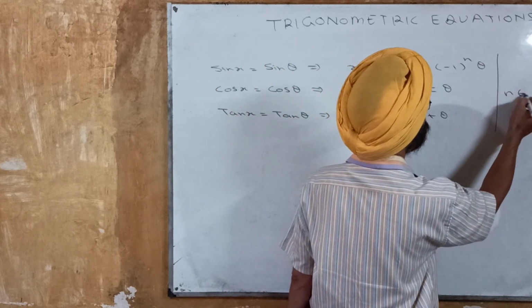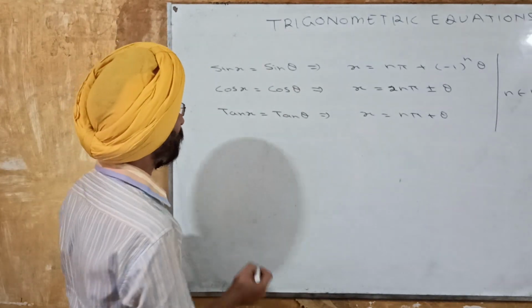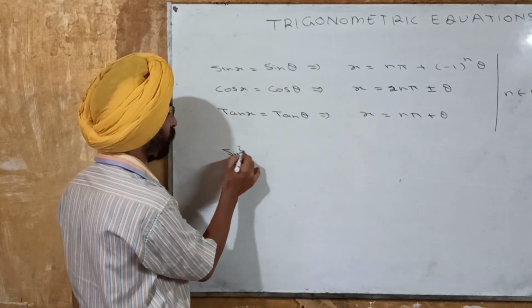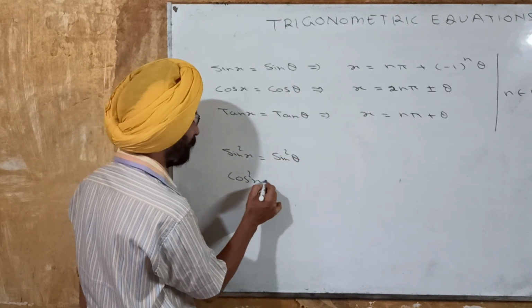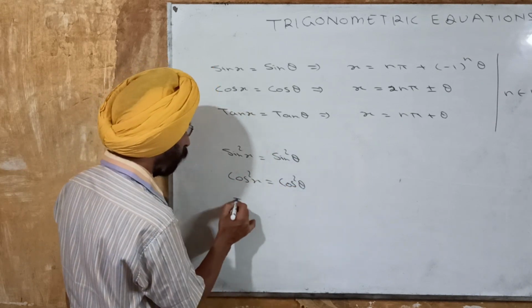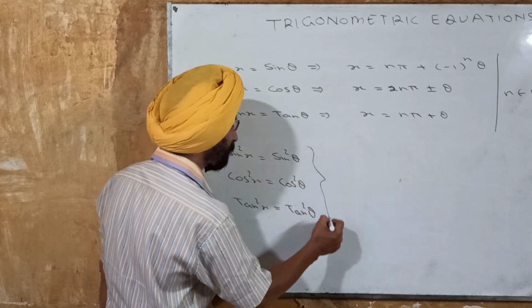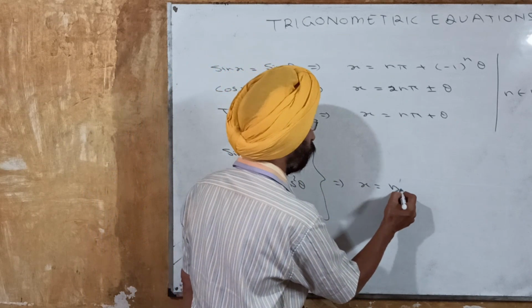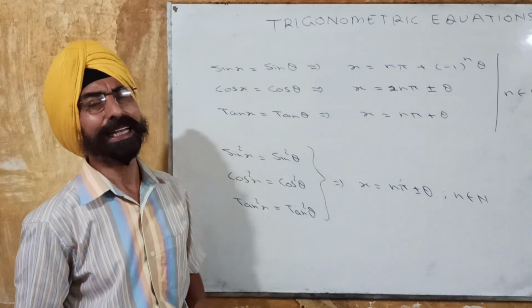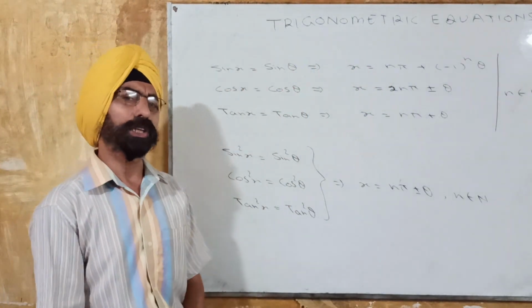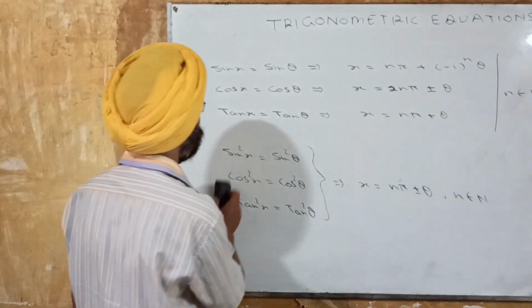Obviously, everywhere here n you can take from natural numbers or from integers. Then if sin square x is equal to sin square theta, or cos square x is equal to cos square theta, or tan square x is equal to tan square theta, in all these three cases the general solution is x is equal to n pi plus minus theta, where n is any natural number, or you can say any integer. So these are the general solutions, and now how to use these. One more thing I'll use here.